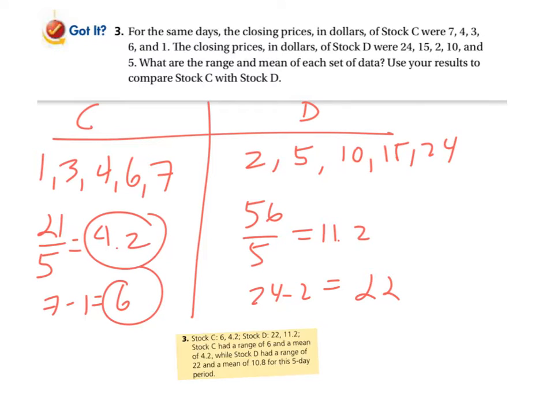So what are the range and mean of each stock? Use the results to compare them. Well, all kinds of things can be said. D had a range of 22 and a mean of 11.2.